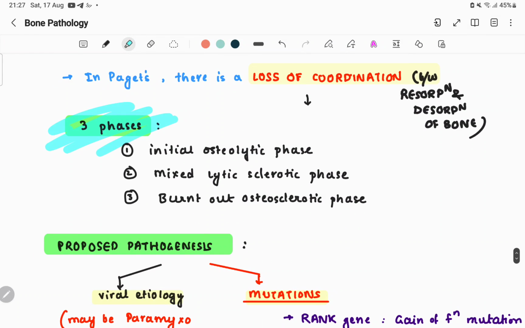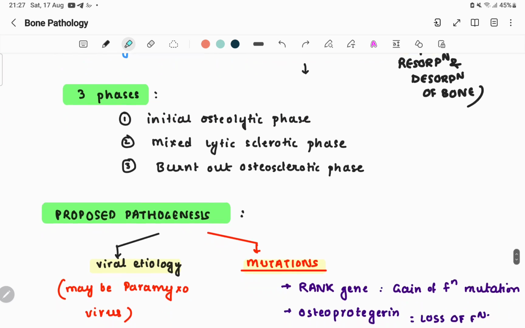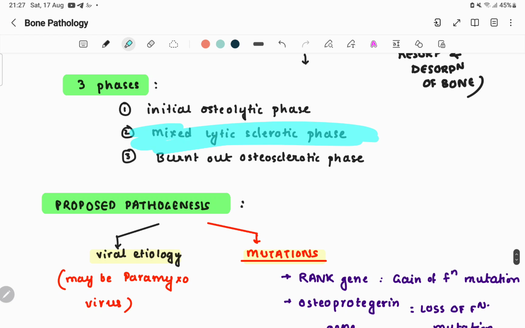Paget's disease has three phases. The initial osteolytic phase, in which the bone is broken down by osteoclasts. The mixed lytic sclerotic phase, in which osteoclasts and osteoblasts are both in action. And then the burnt out osteosclerotic phase.